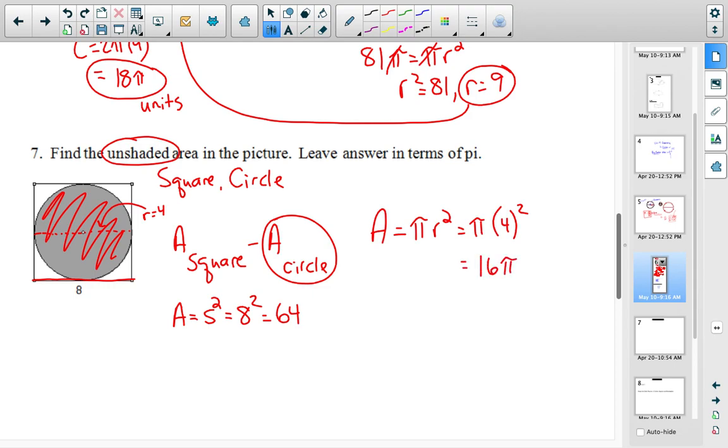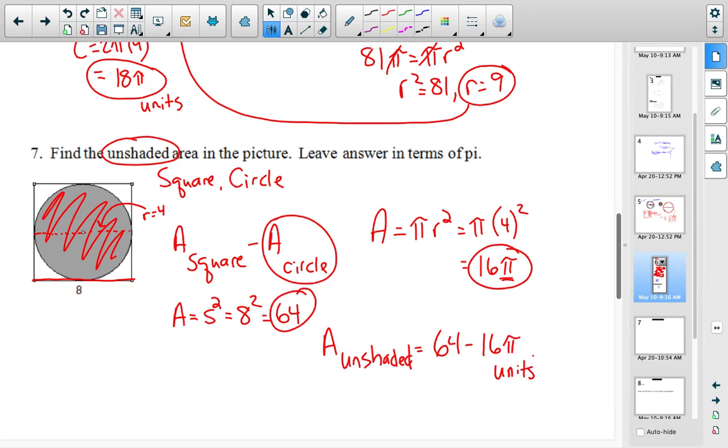Now we want to leave these in terms of pi, so I don't need to put in 3.14. So the area of the unshaded region is the area of my square, 64, minus the area of my circle, 16 pi. And then I could just say units squared.